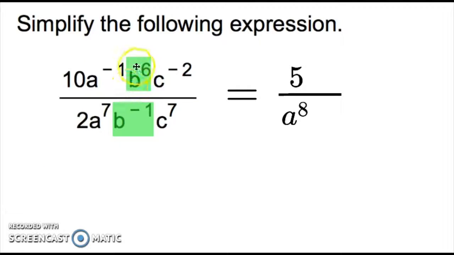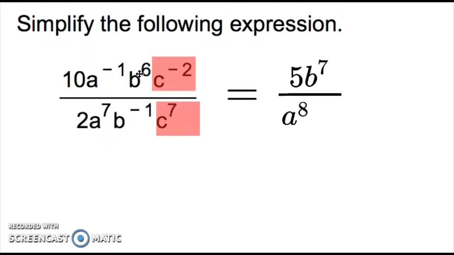Looking at the B's. 6 minus a negative 1 will be 6 plus 1, which is 7. Larger exponent is up top, so B to the 7. Looking at C's. 7 minus a negative 2, or 7 plus 2 is 9. Larger exponent is at the bottom, so C to the 9 at the bottom.